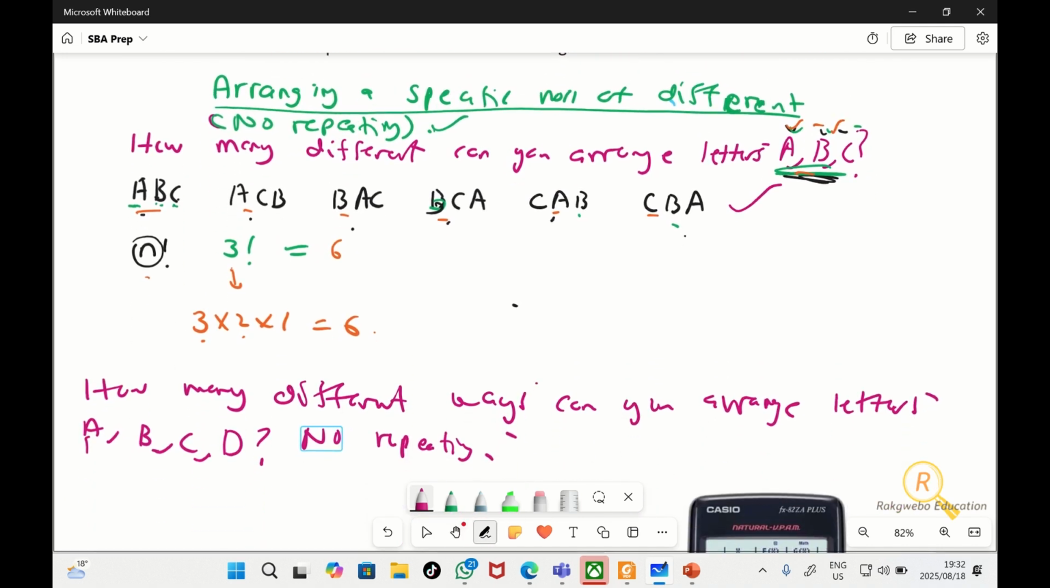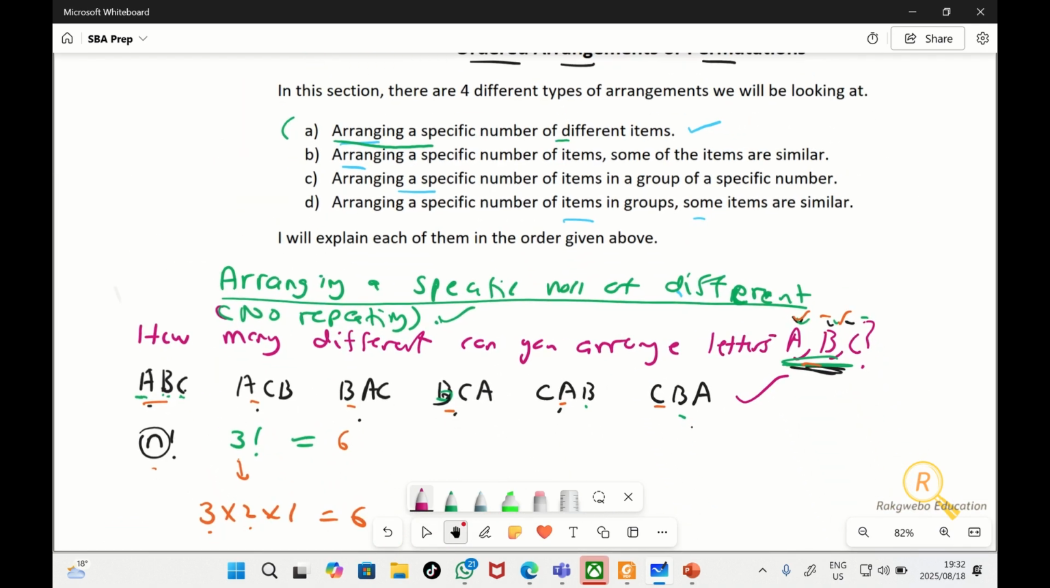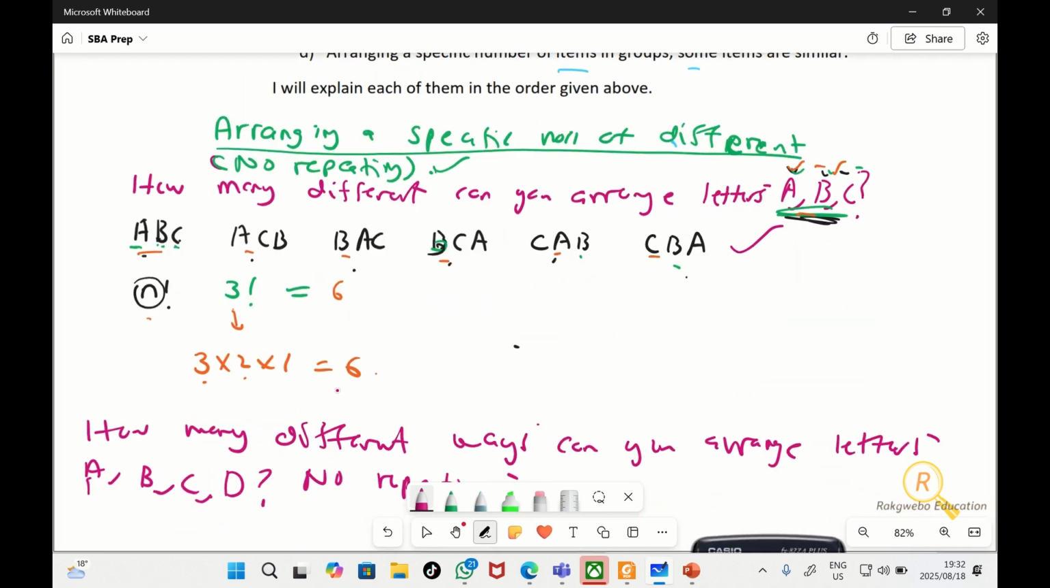Remember that we are doing what we call counting principles, also known as arrangements. Arranging things. So we have 4 different types of arrangements. The first one we're looking at is what we call arranging a specific number of different items with no repeating. I'll explain this using an example again. How many different ways can you arrange letters A, B, C? In other words, how many 3-letter words can you create out of A, B, C? This is the first one, second, and so on until the sixth one. Six different ways. A shortcut to this, you just take n factorial, the number of items given. So 3 factorial gives you 6.